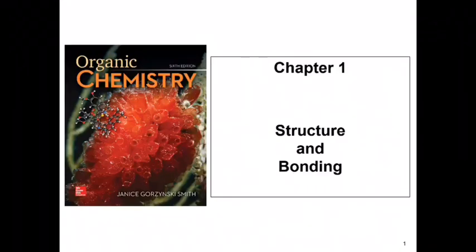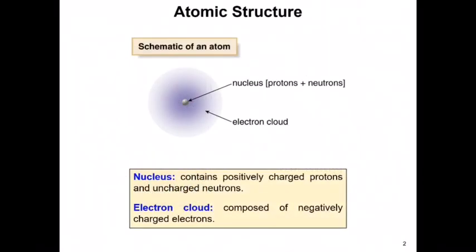Hello everyone. So today's lesson is going to be regarding chapter 1, which is all about structure and bonding. Here's a schematic diagram of the atomic structure of an atom, and we know that atoms are the simplest basic building blocks of matter, and that they are composed of three different subatomic particles. We have the positively charged protons, the neutrally charged neutrons, and the negatively charged electrons.